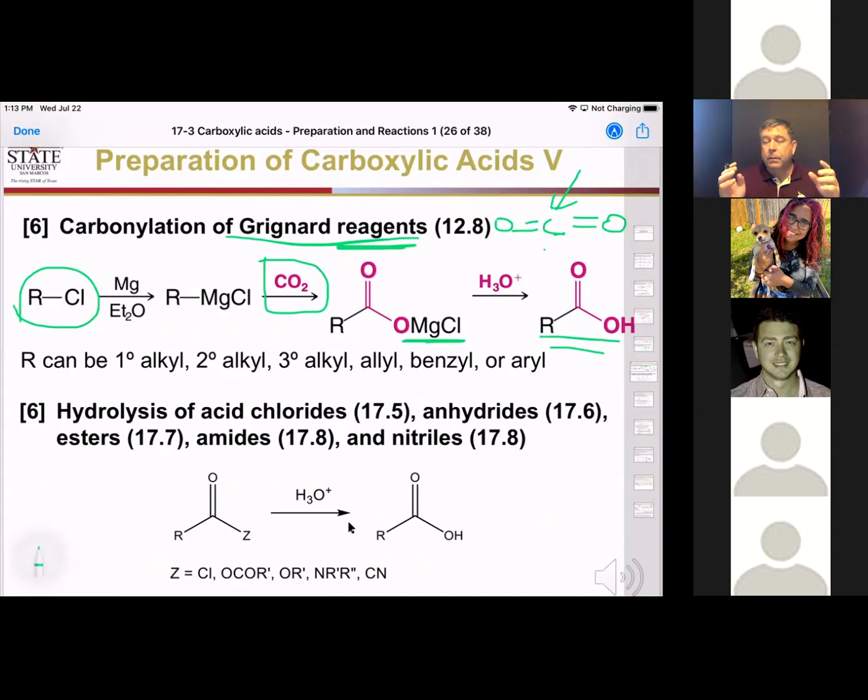Okay, so we have a bunch of different ways to make carboxylic acids, and we've already learned most of them. But we want to make sure we pull all that knowledge from last semester and this semester together to say, oh, we have a lot of different ways to make these carboxylic acids, and we can do a lot of different things with them once we have them.